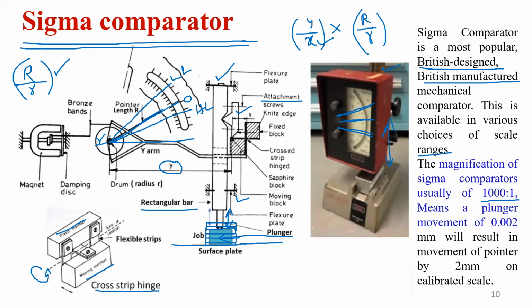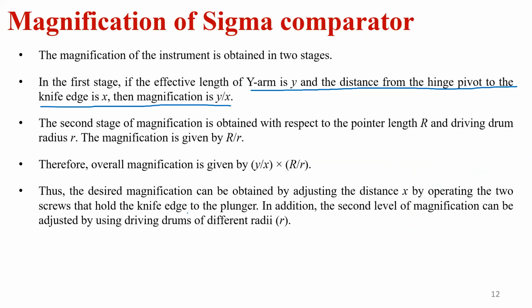So the magnification of the comparator can be increased by decreasing the value of X and decreasing the diameter of the radius of the drum. So we can increase the magnification of the sigma comparator. So the overall magnification is y by x into capital R by small r.